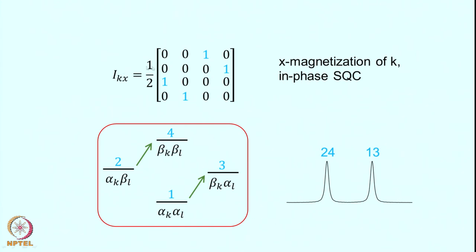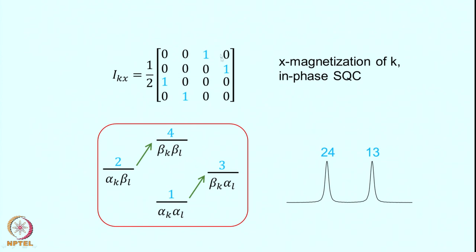So if I take Kx, I put the same matrix here and you see this is the 1,3 coherence and these are the energy levels of the two spins 1, 2, 3, 4. This is the 1,3 transition, right? So the 1,3 transition is this, the 1,3 coherence is this, and here it is the K spin which is flipping. The L spin is the same, alpha L, and it is the K spin which is going from alpha to beta, and similarly here in the 2,4 transition, it is the K spin which is going from alpha to beta, the L spin remains the same. Therefore, these two are positive, and these represent K spin coherences, and therefore represent K spin X magnetization.